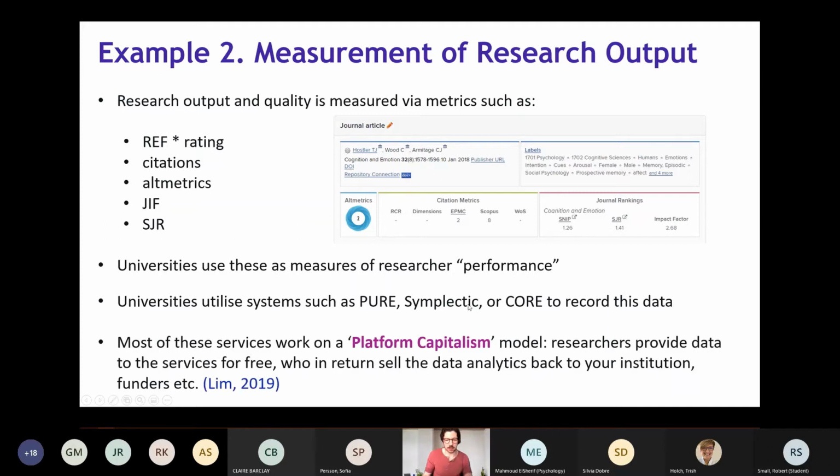And most of these services, certainly Pure and Symplectic, are run by companies on what's called a platform capitalism model, which is a bit like Facebook, right? So you provide your data to Facebook for free, and then it has these massive data sets that it can analyze and sell to advertisers. In the case of these, you provide your data to Symplectic or Pure for free, and then the people who run them will sell the data analytics back to your institution or to governments or to funders of research.